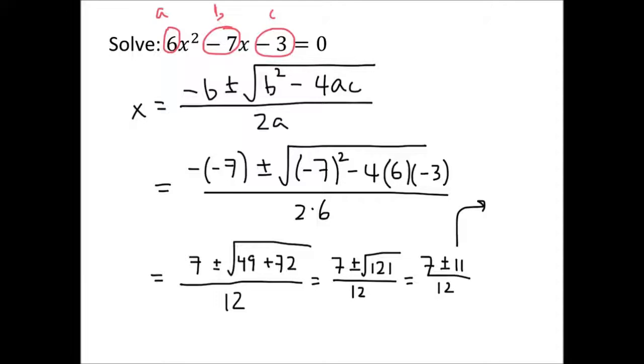So we simplify to 7 positive or negative 11 over 12. Actually, we have two answers. One is 7 plus 11 over 12, which is 3 halves, and the other is 7 minus 11 over 12, which is equal to negative 1/3.